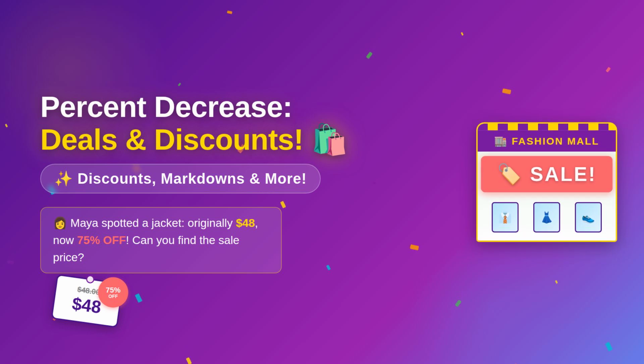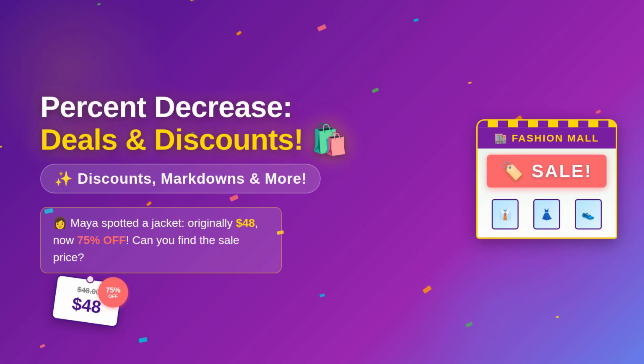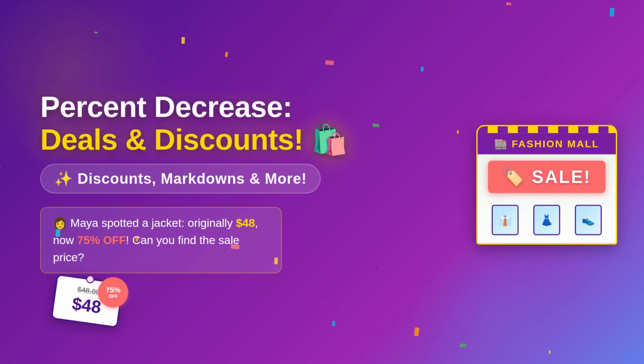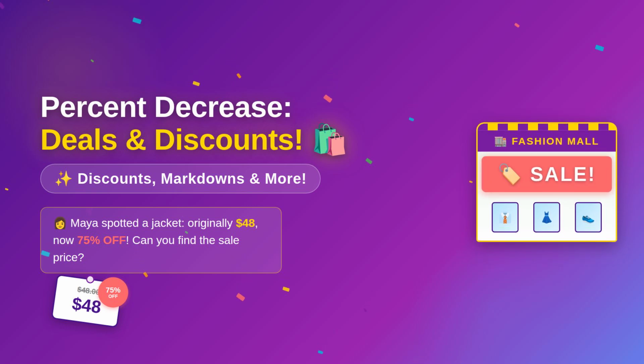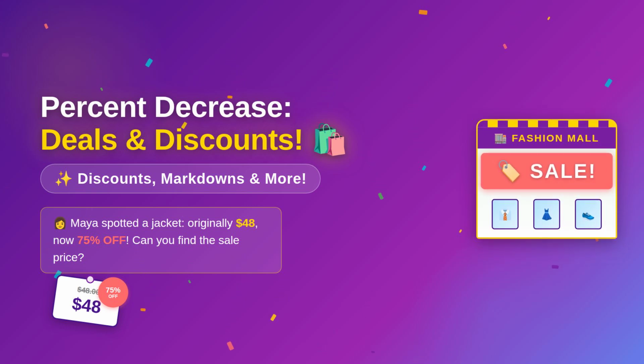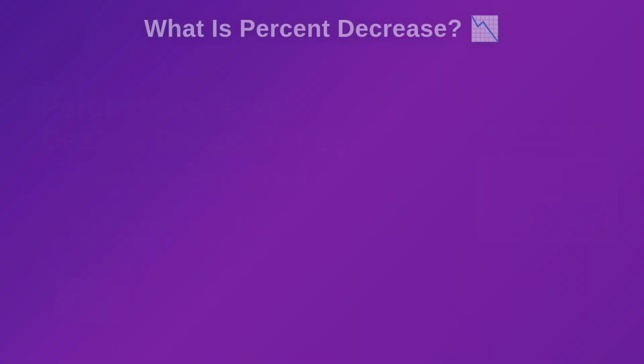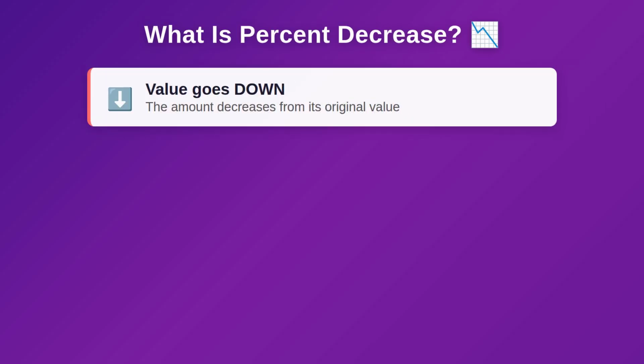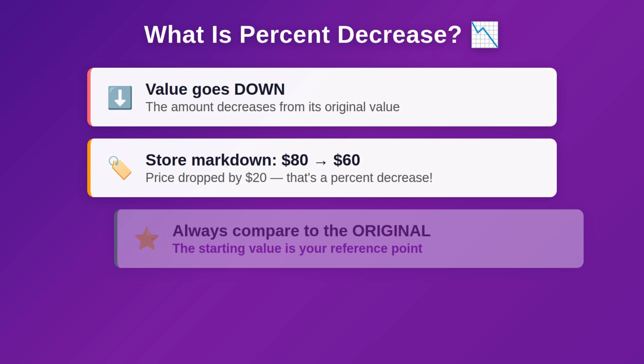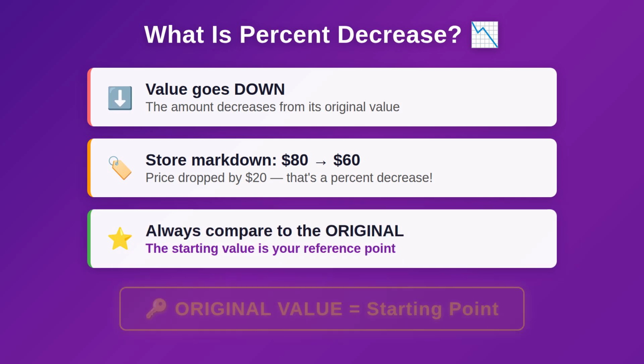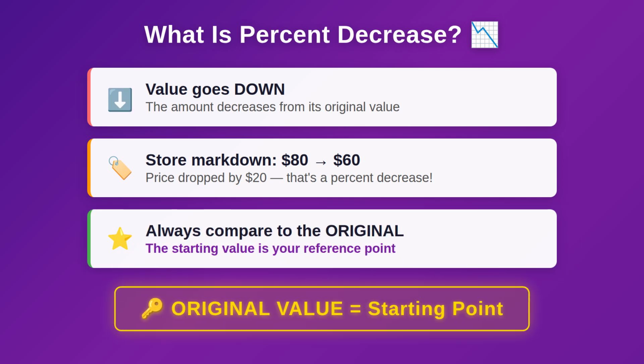Sound familiar? Whether it's a sale tag, a sports score drop, or a stock price falling, percent decrease is everywhere. Today, we're going to unlock that math together. Let's go. So, what exactly is percent decrease? It's when a value goes down, and we measure that drop as a percentage of the original amount.